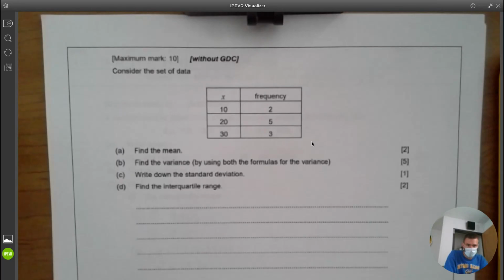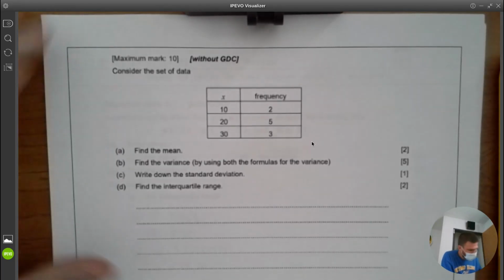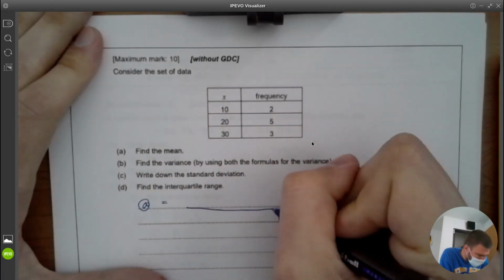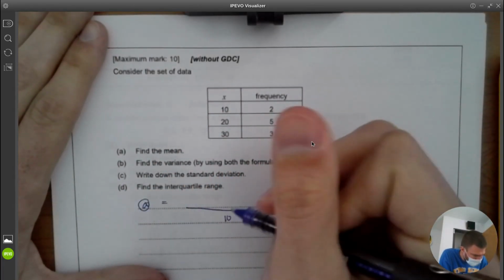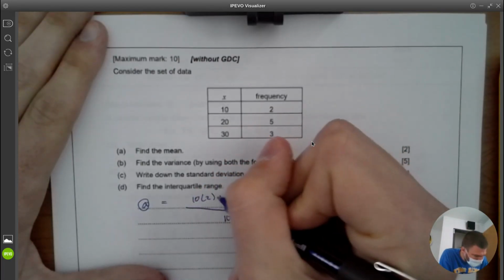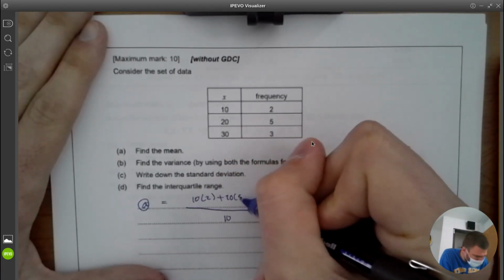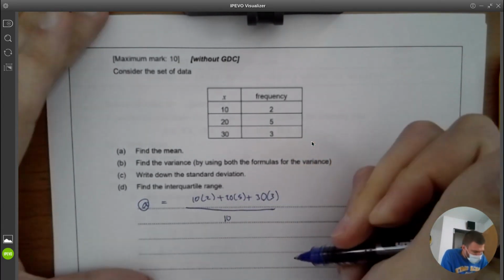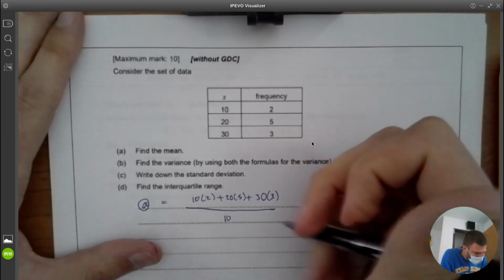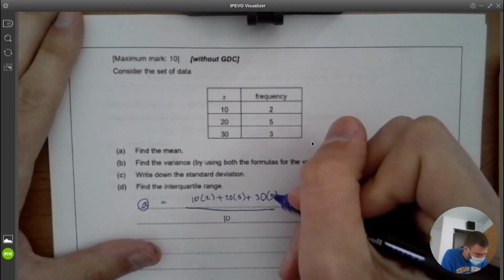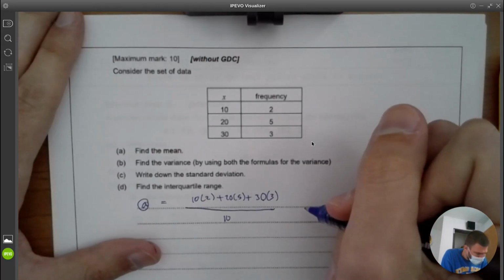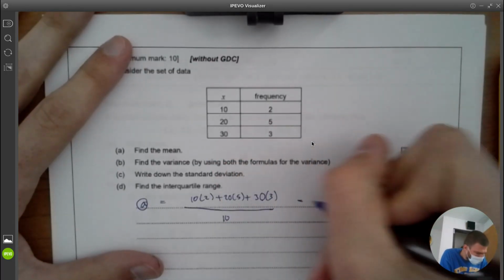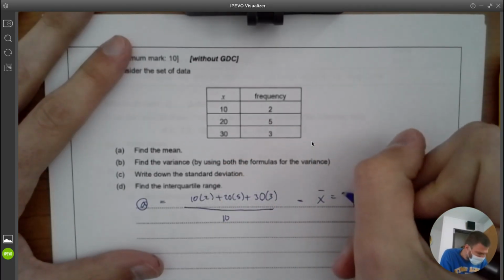Oh, looks easy. Please, no calculator, find the mean. A equals fraction. Frequency: 2 tens, 5 twenties, 3 thirties. No calculator: 20 plus 100 plus 90, 210, divided by 10, 21.